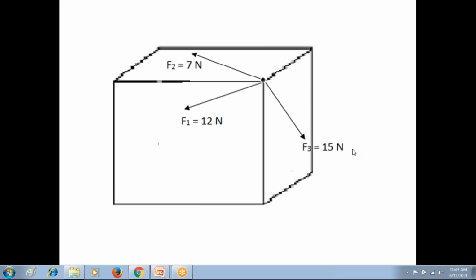All forces lie on the same plane, acting at the same point of application. If all forces lying on the same plane and the lines of action of all forces pass through the same point of application, we call that force system a coplanar concurrent force system.